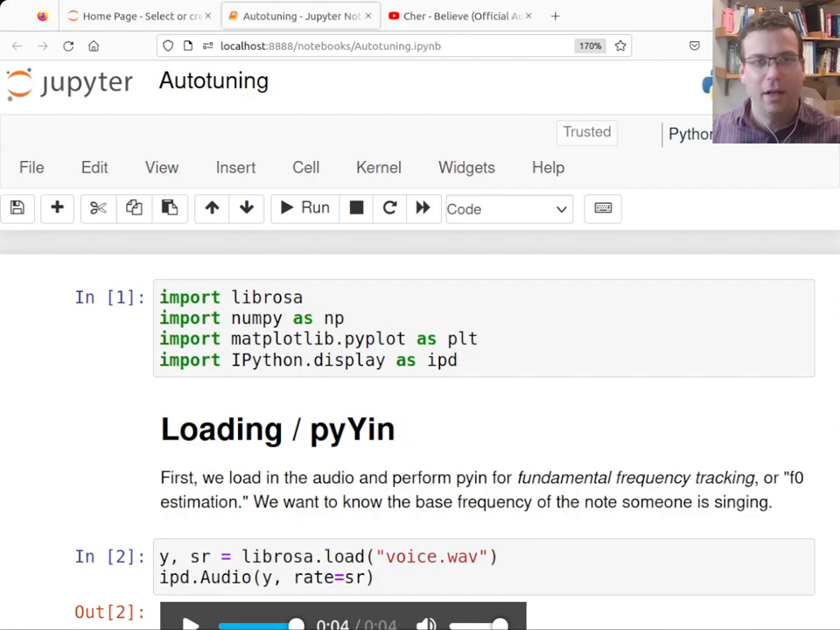Hello everyone. I just wanted to go over auto-tuning because even though there's not going to be a module on this or even an assignment or anything like that, it was definitely a crowd pleaser today. And I want to make sure that everybody knows how to run code to do this sort of thing if they want to play around with it on their own.